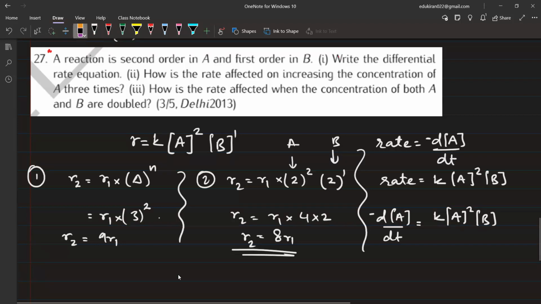Or you can just write this part also, if the differential rate equation is this part also. So don't worry about it. Or this one, both are the same. This is also rate. What is this? This is rate only. So that's the same thing that we have written here.